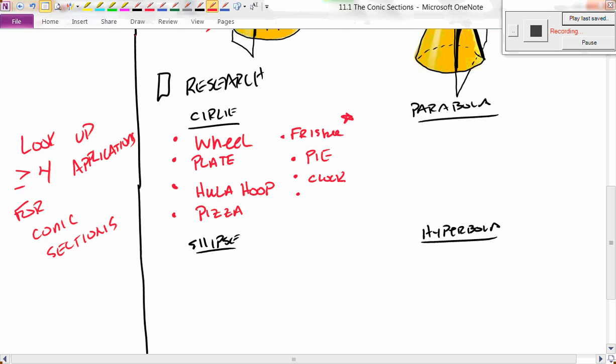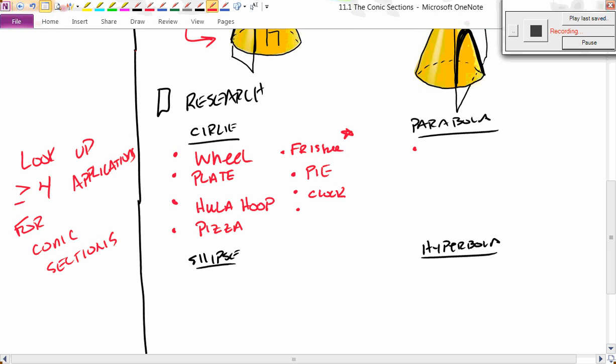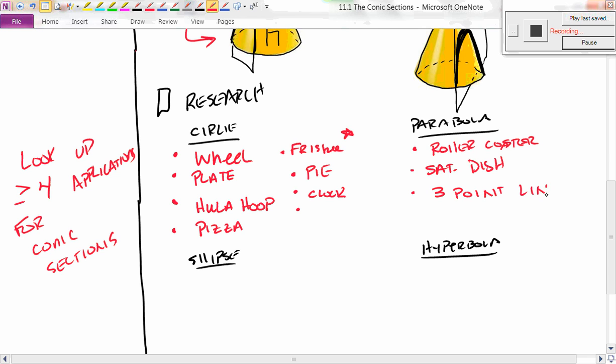Okay, let's come up with what you found for the parabola. Applications for the parabola. Yes, give me one. Roller coasters. Okay, good. What did you come up with? A satellite dish. Okay. Yes, the 3-point line. I'm not so sure about that. We'll look that one up. Really? You guys think so?